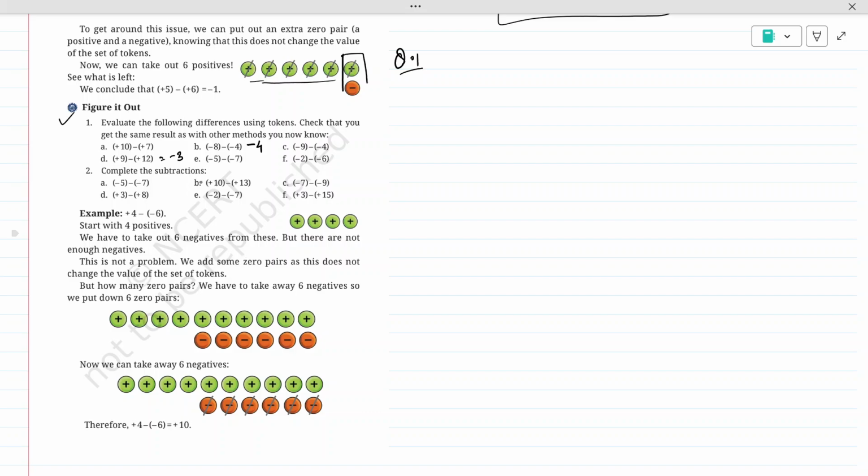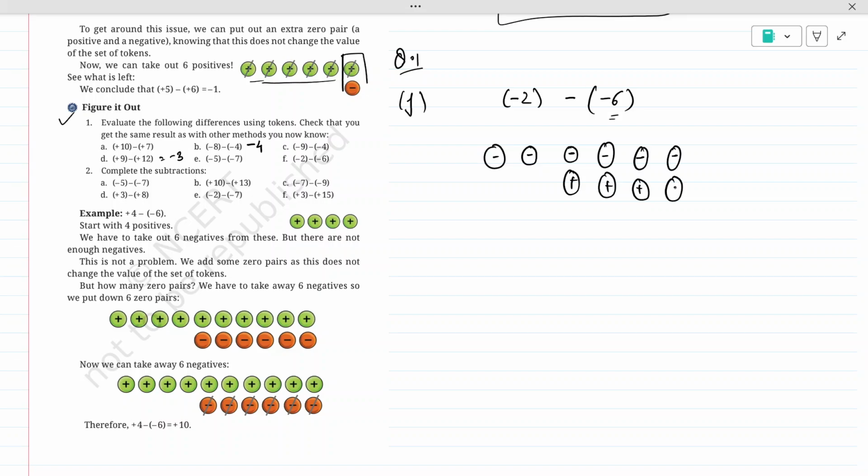Let me pick F, the last part. Minus 2 minus minus 6. So I have only 2 coins of minus, and I have to subtract 6 coins from this. So again, it is not possible. What will we have to do? We'll have to add 4 zero pairs to it to make it 6 negatives. So 1 minus 1 plus, 2, 3 and 4.